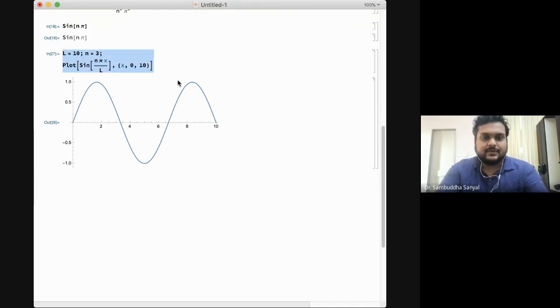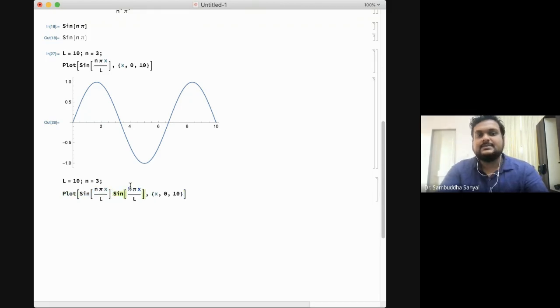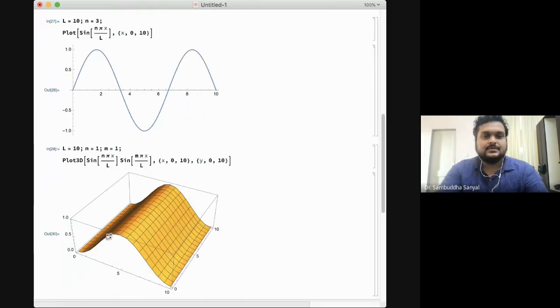Now let's do it for a particle in a 2D box. That is what I wanted to show you, the symmetry. So what will it be? It will be n pi x times m pi x. Let's say m also has to be defined. First we'll plot the ground state. This is a 3D plot, and this goes from... So this is how it looks.